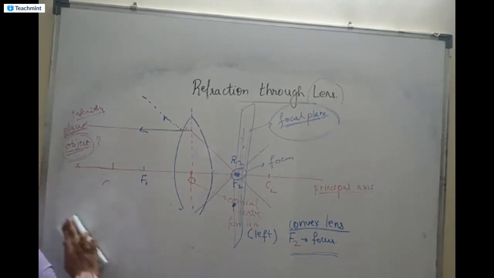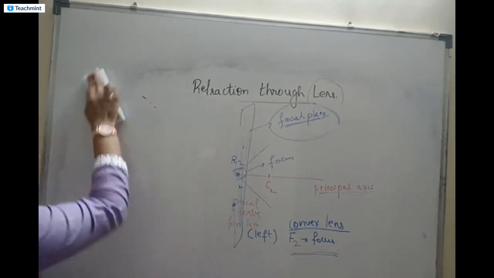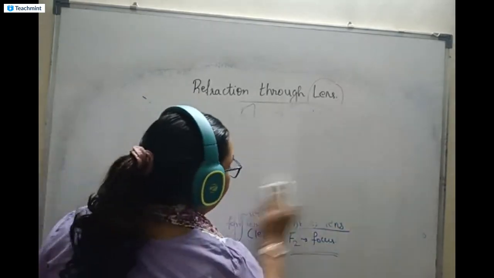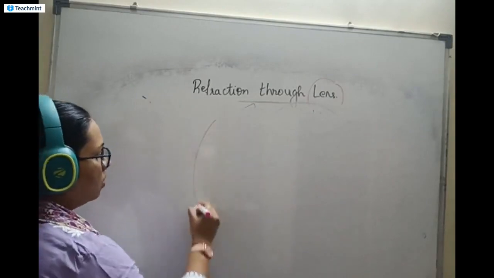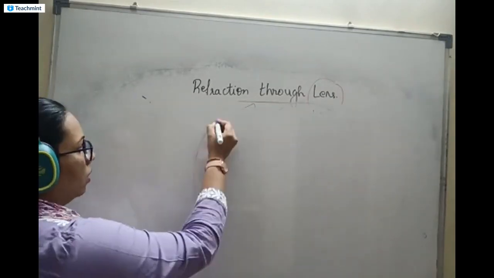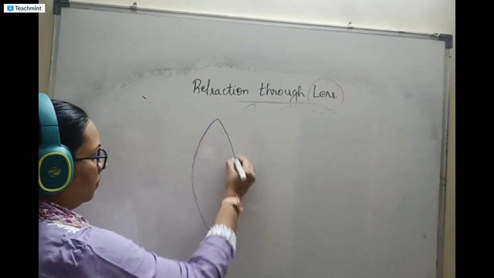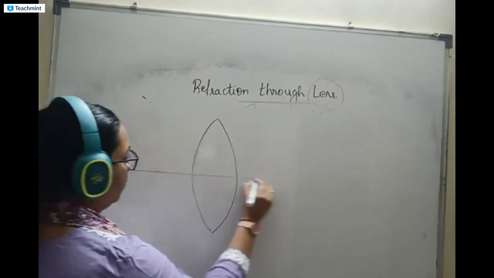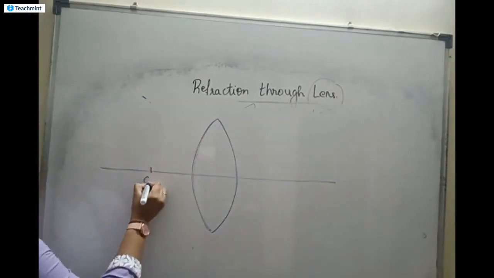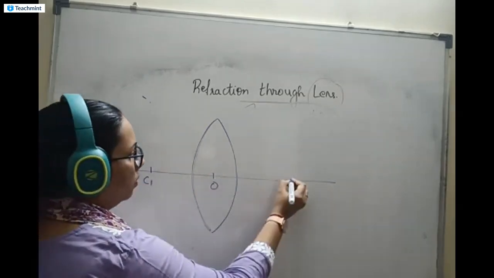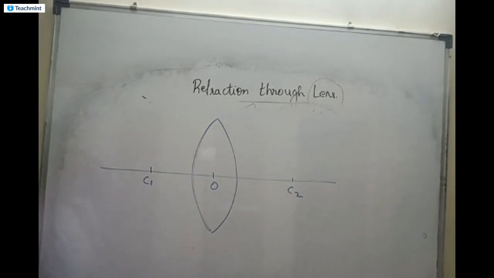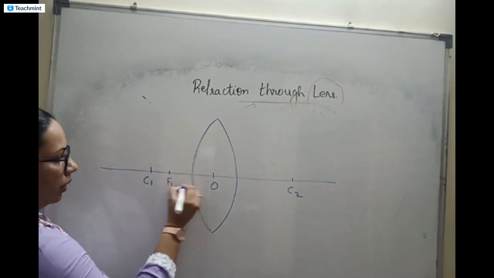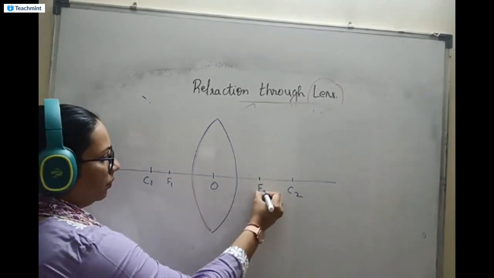Now, same lens I'm taking, and this time be careful how the rays of light are emerging out. So I have the same convex lens, and this is the principal axis. The principal axis connects C1 and C2 and even the optical center. So the line that connects all the three will be called the principal axis. It's a horizontal line. If I take focus here, F1 and F2.